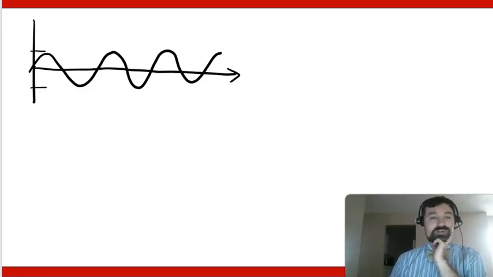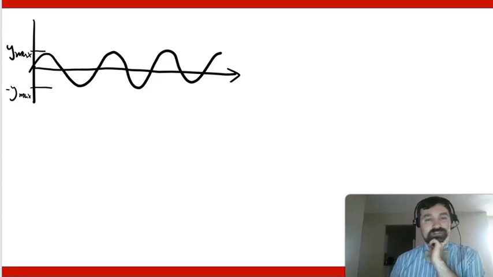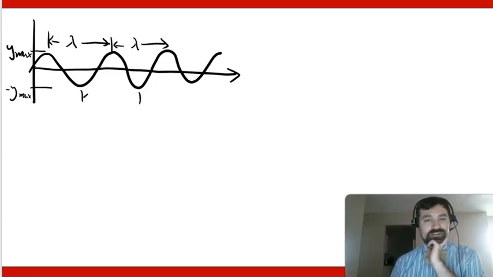This distance right here and this distance right here would be y max and negative y max. The distance from one peak to the next, this would represent lambda. And so here also is lambda. You can also go from one trough to the next. That's also a lambda.